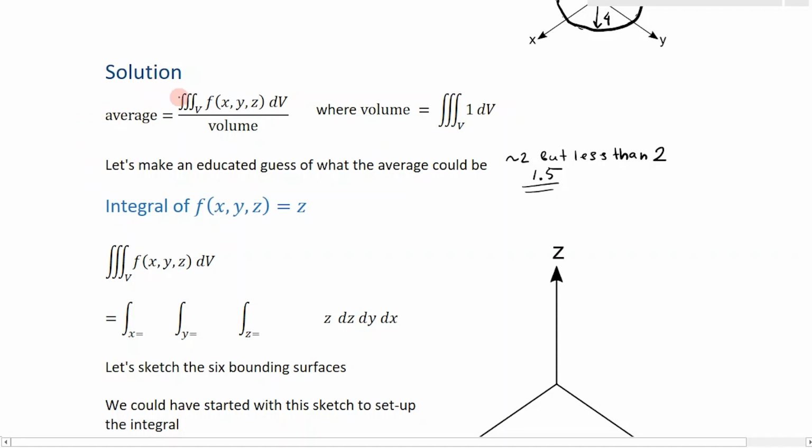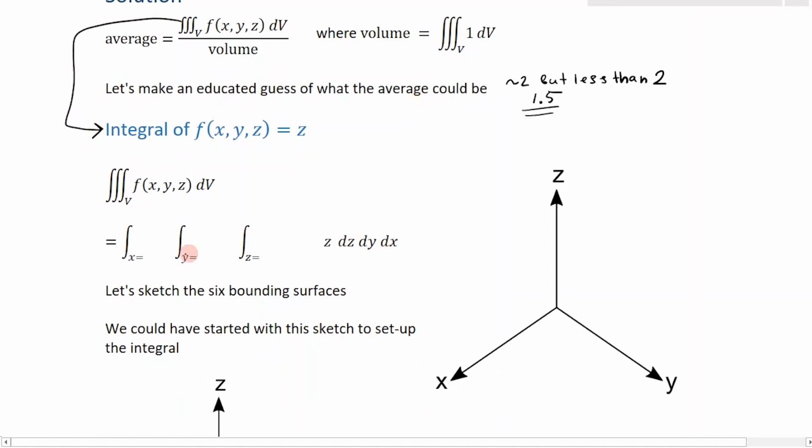First, let's find the integral here in the numerator. So this would be the integral of the function f, which is equal to just z in this case. To get this integral, we need to figure out the bounds of integration. I chose the order dz, dy, dx, and the integrand is z. The approach I'll take to figure out these bounds is I want to create a hemisphere on this figure by choosing the correct bounds for x, y, and z.